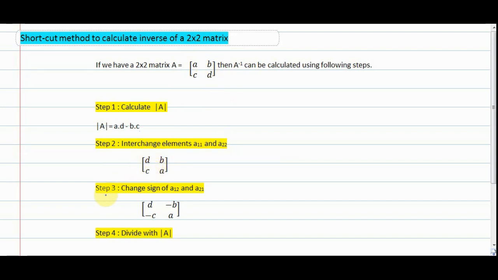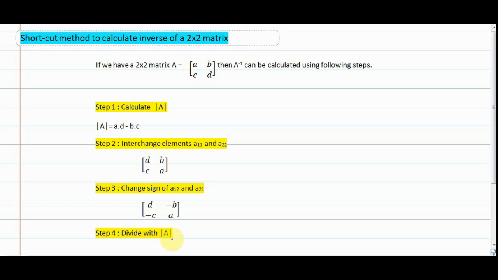Now step 3 is to change the sign of A12 and A21. Those are the elements along the off diagonal. So b and c are the elements along the off diagonal, and we have to change the sign of those two. So in place of b we will get minus b and in place of c we will get minus c. Now the resulting matrix is this one. Now step 4 is similar to the conventional method: we have to divide by the determinant of A.